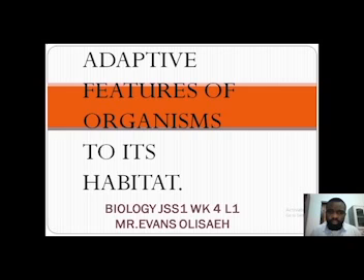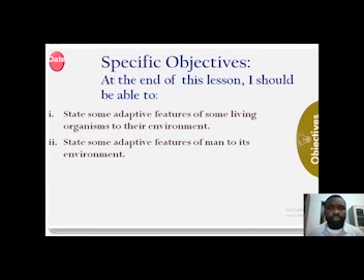All right. Okay, let's look at our specific objective. At the end of this lesson, you should be able to state some adaptive features of some living organisms to their environment. We gave examples like fish, bird, desert animals, forest animals, and so on and so forth. Now, state some adaptive features of man to its environment.